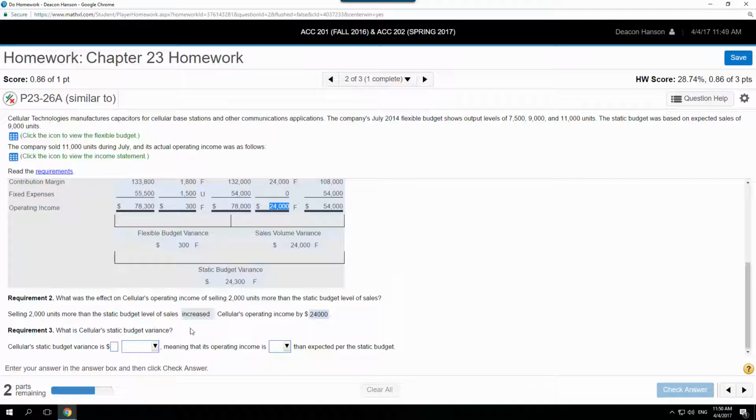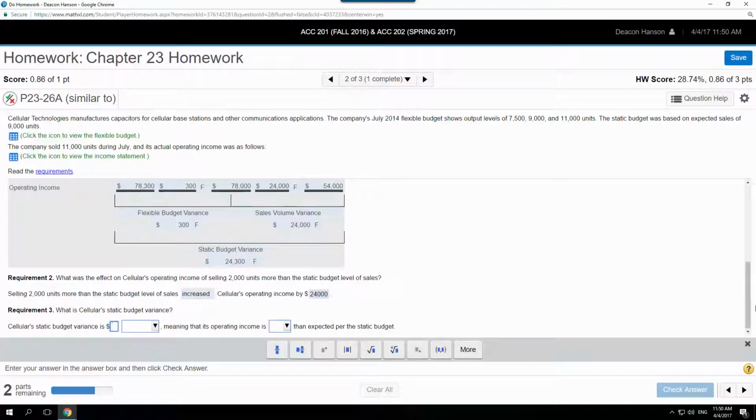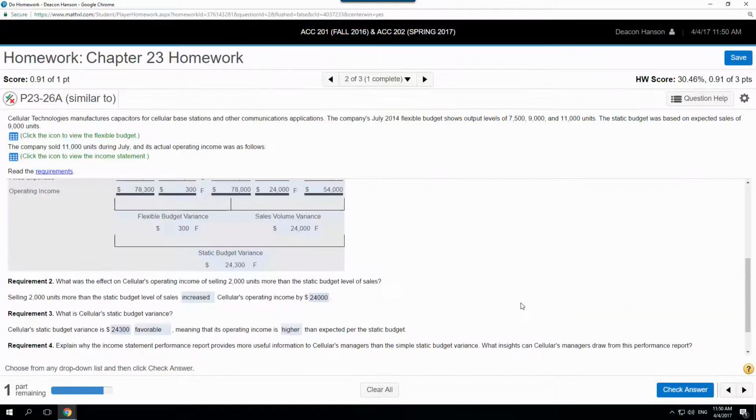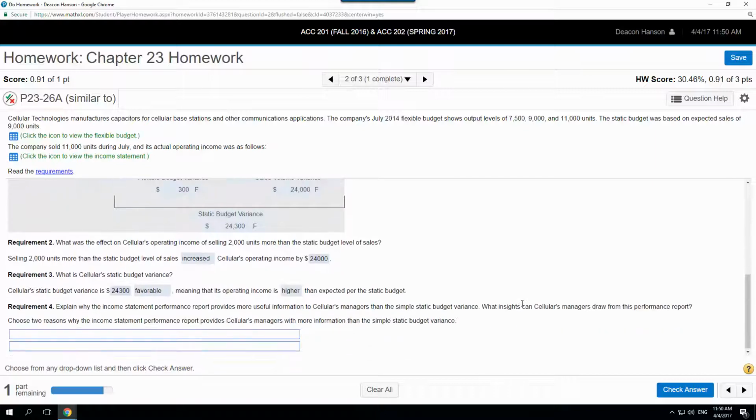Okay. Then it says, what is Cellular's static budget variance? So we got that from our figure here. It's the overall amount of 24,300, and that's favorable. And that means that Cellular's operating income is higher than expected for the static budget. Okay?